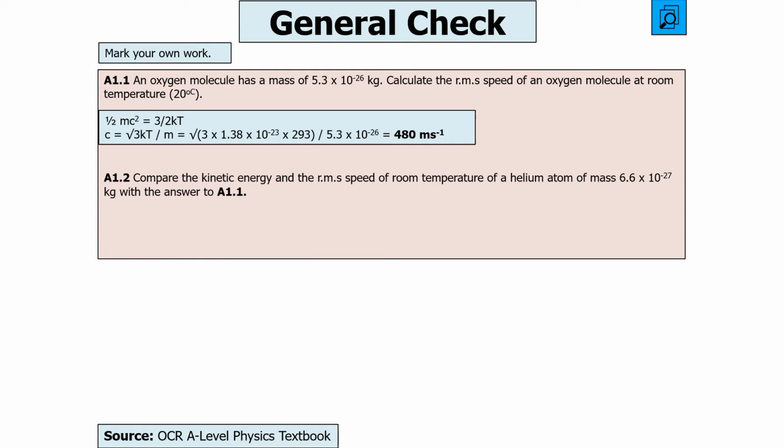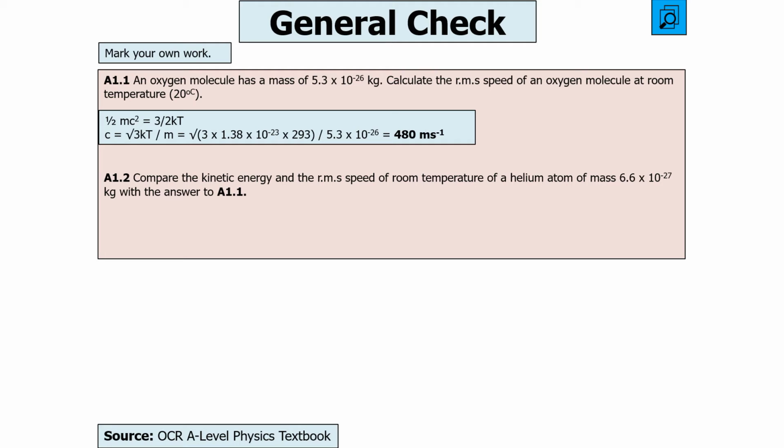Right, we can say a half mv squared, or half m c squared, is equal to 3 over 2 kT. Rearrange it, make the speed the subject, pop in all the values, change the temperature into Kelvin, so therefore we get 480 meters per second.